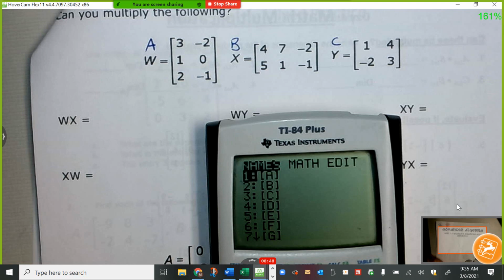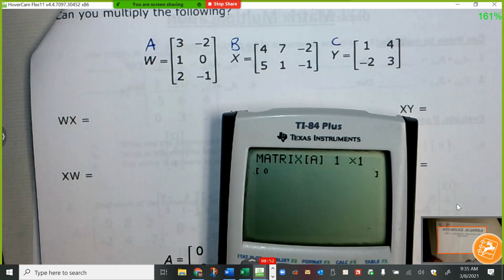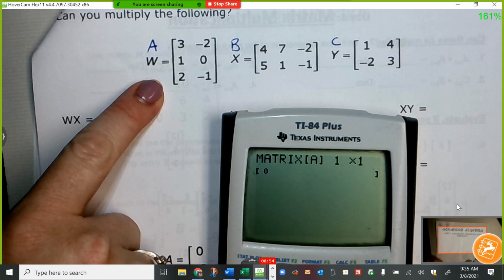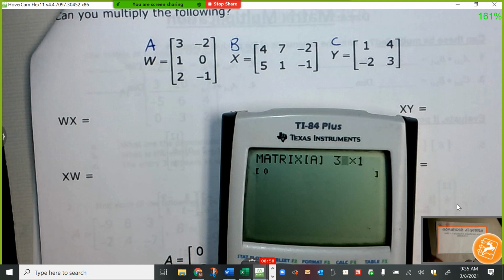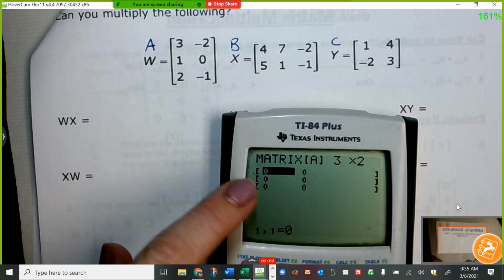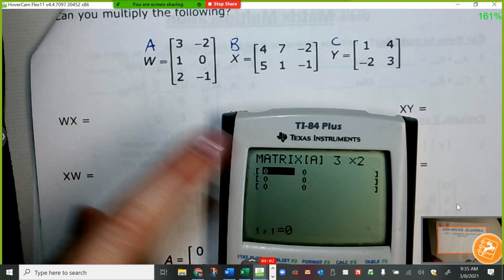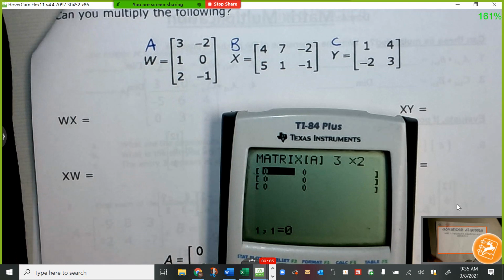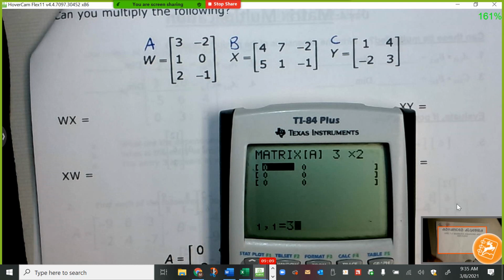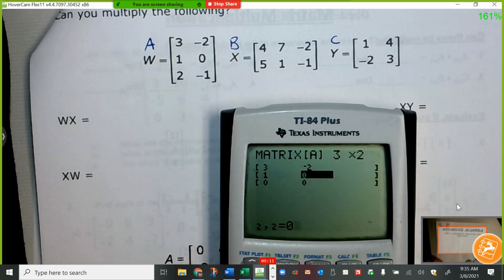Okay, so in A, I'm going to go over to Edit because I'm putting them in. What are the dimensions of A? 3 by 2. And you can always tell this is 3 numbers tall, 2 numbers wide, so I did it right. If you ever type it backwards, you'll see it's different. So make sure you double check that. So 3, negative 2, 1, 0, 2, negative 1. And always double check it.